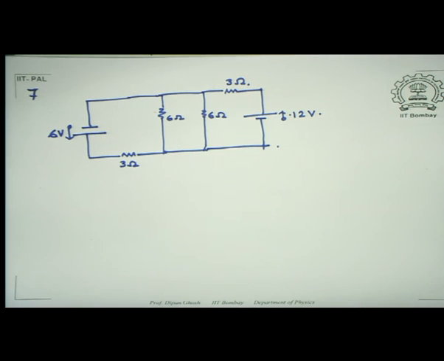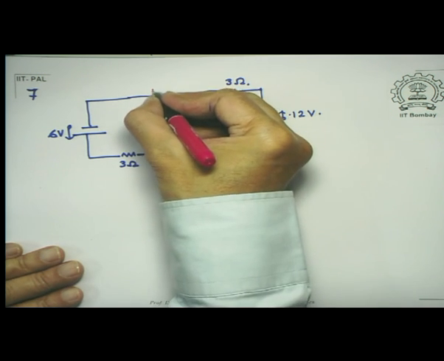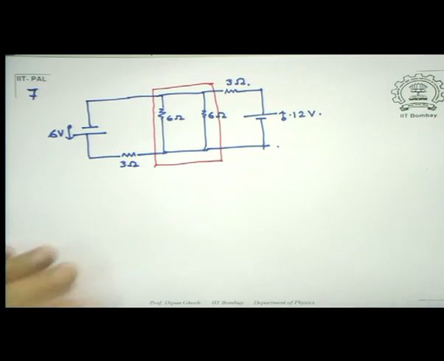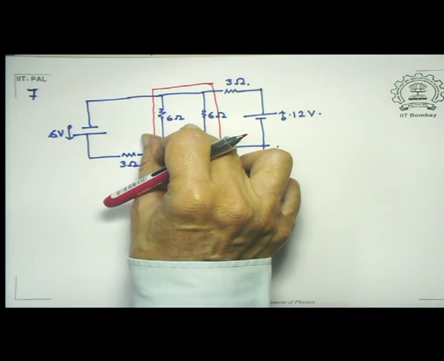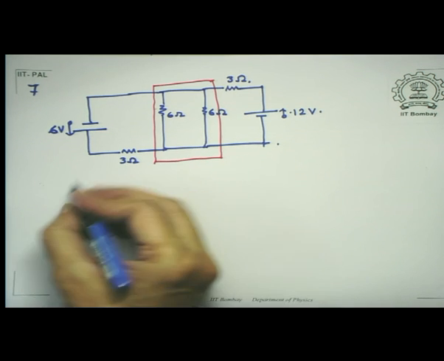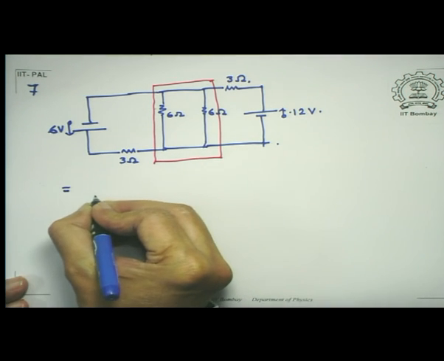So once again, what do? I can assume directions, but look at the following first. That this section of the circuit is a parallel combination of 2 6 ohm resistances. So therefore, the effect of these two is equivalent to a 3 ohm resistance. So therefore, this circuit that I have written down, I could have first simplified it.